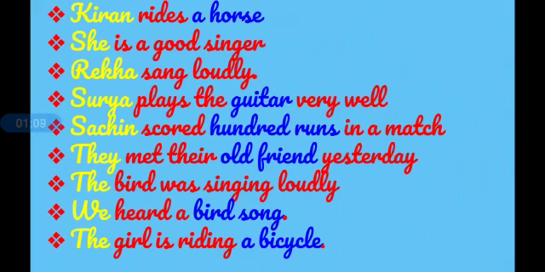Now, let us discuss some examples. Kiran rides a horse. What is the verb here? Rides. And who is riding? Kiran. So Kiran is the person who is performing the action, so he is the subject. And what is he riding? A horse. A horse is the object. So if we ask the question 'what' to the verb, the answer we get is nothing but the object.